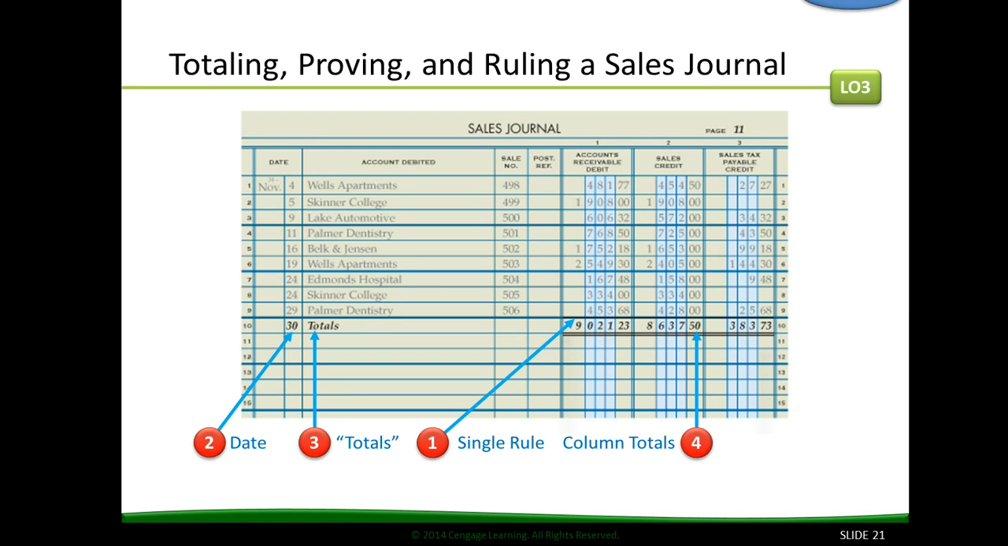You're going to want to total each column: the accounts receivable debit column, the sales credit column, and the sales tax payable column. Please make sure that when you do this, the sales credit column plus the sales tax payable credit equals the accounts receivable debit. These must balance. This is what went out. This is what's going to come in.